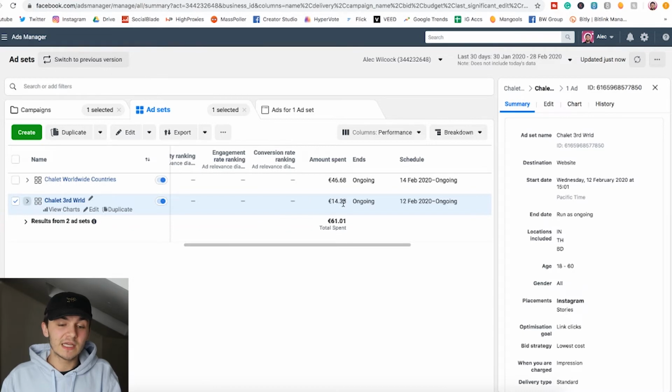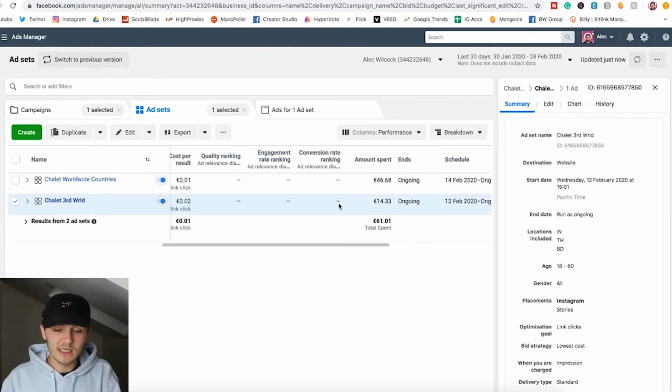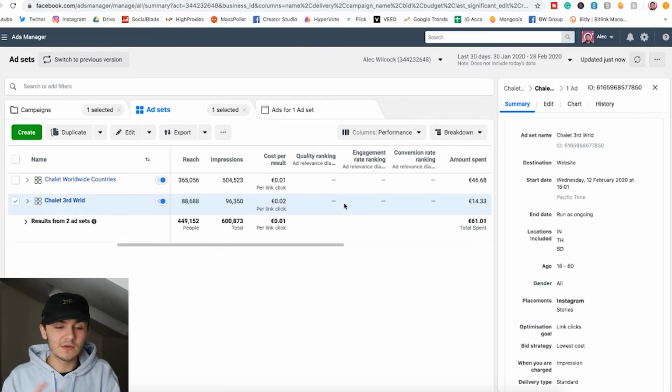And basically, when I started running this one, after the second day, I noticed that it was 3 cents per click. Here I finished getting a total result of roughly 2 cents per click. But I wasn't happy with that result, and I didn't feel like for the money I was spending, I was getting good enough returns.